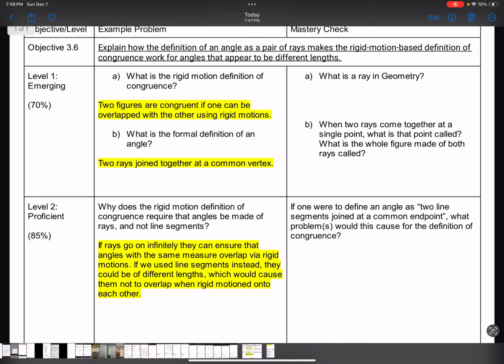And that's why we use rays, because rays are of infinite size, and therefore rays make it so that we can do whatever size we want. We don't need it to be necessarily one particular size. Then we can just rigid motion one onto the other without any issues. Whereas if we worry about the size of those line segments, then we're going to have a tough time because we're not going to be able to rigid motion our things to coincide perfectly.